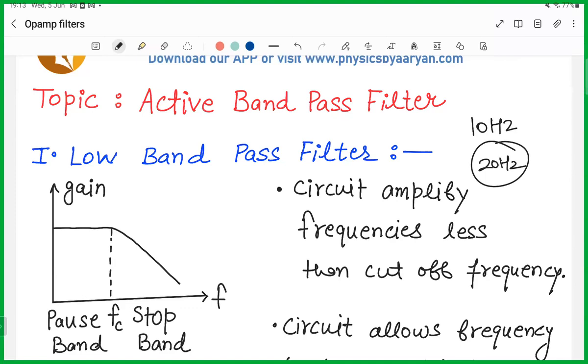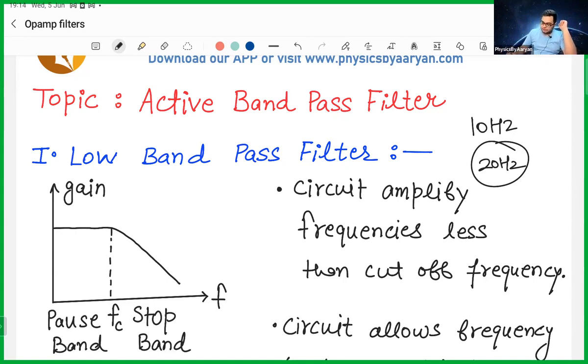Just want to confirm one thing: if we want to pass a band, we have to use both filters, right? Low pass filter and high pass filter. Yes, because otherwise, for a band you have both starting and ending limits, right? Yes. So you need both filters. We will do that question. Actually, CSN had asked that question.